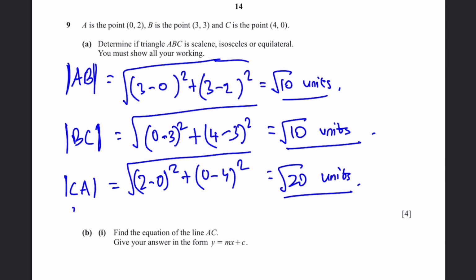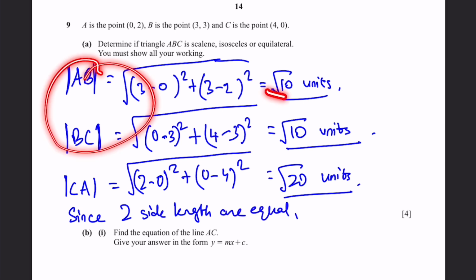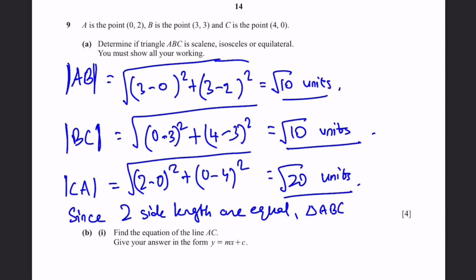Now, since two side lengths are equal, which are AB and BC, both are root 10, triangle ABC is isosceles. Since an isosceles triangle has two equal side lengths. Let's go to part B.